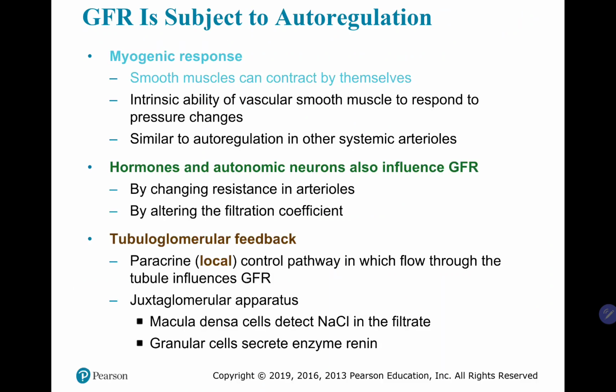So I'm going to finish the rest of the chapter in another video, and I'm going to start off with the glomerular filtration rate being subject to autoregulation.